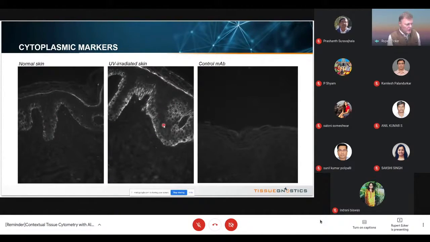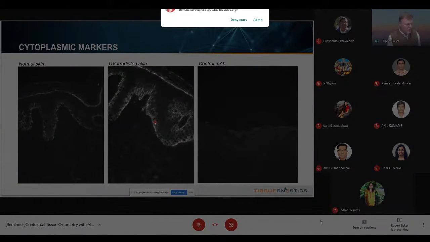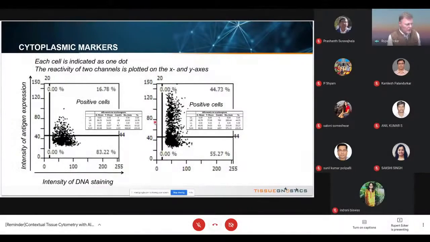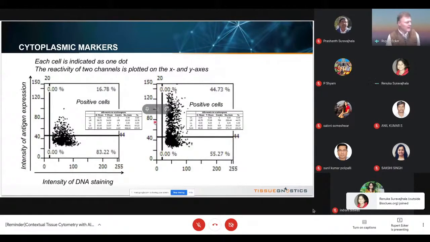And then maybe your colleague comes and says, well, I would call this 3+ positive. And then you discuss, and in the end, you decide it's 2.5+ positive. Rather than discussing how many pluses you assign to a certain sample, tissue cytometry will give you, again, an observer-independent measurement. We see here the sample of normal skin and here after UV irradiation. And what we see at a glance is that the number of positive cells increases from 16.8 to 44.7.